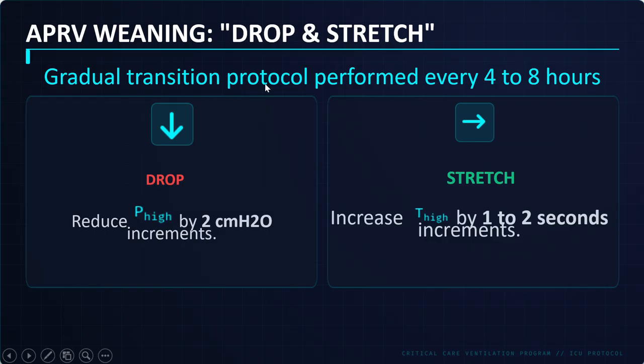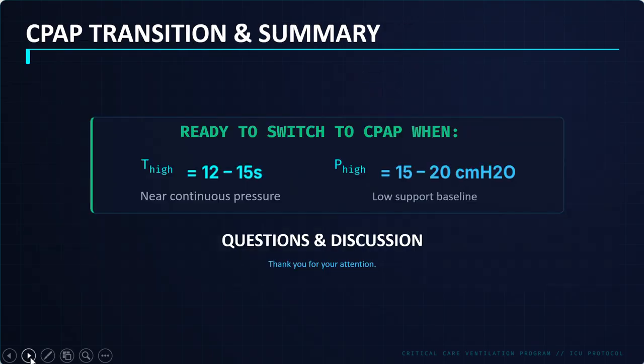Gradual transition protocol performed every 4 to 8 hours. Drop and stretch. Drop: reduce the P high by 2 centimeter of water increments, and stretch: increase the T high by 1 to 2 second increments. When is the patient ready to switch to CPAP? T high 12 to 15 seconds, near continuous pressure, near CPAP, and P high 5 to 20 centimeters of water, low support baseline. Thank you for your attention.